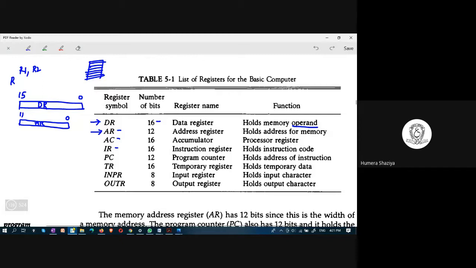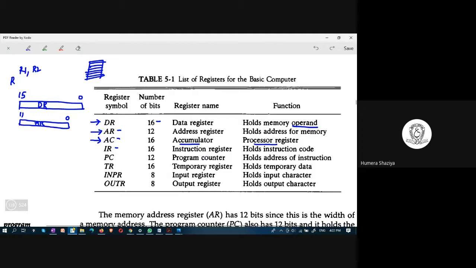All right. Next is AC. What is the size of AC? 16 bits. Because AC can hold the data or it can hold the register address, but it is the most important register in the processor. That's why it is known as a processor register. Its full form is accumulator. AC means accumulator.